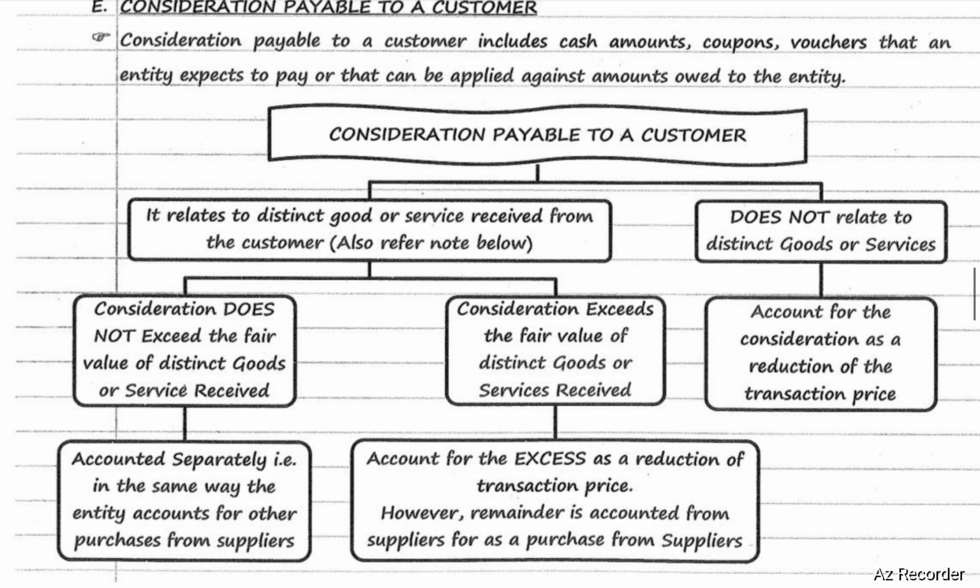If consideration is related to distinct goods or services received from the customer and consideration exceeds the fair value of distinct goods or services received, then that excess consideration will be reduced from the transaction price. That is, we need to account for the excess as a reduction of the transaction price. And the remaining part is accounted from suppliers for a purchase from supplier. So remaining will be considered as a purchase from suppliers. If consideration payable to a customer does not relate to distinct goods or services, then account for that consideration as a reduction of transaction price. That means it will be reduced from the transaction price.